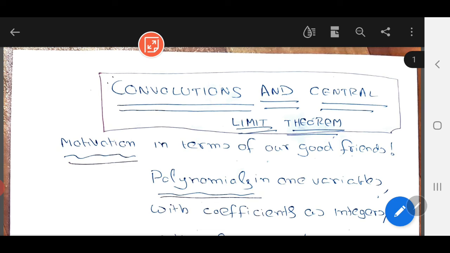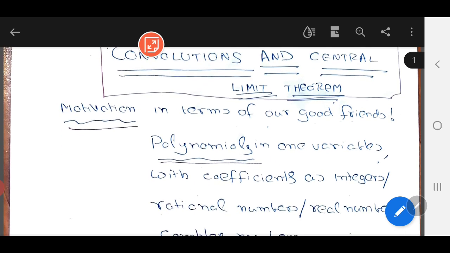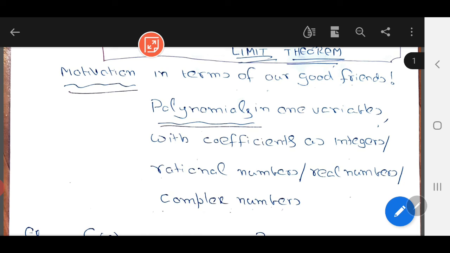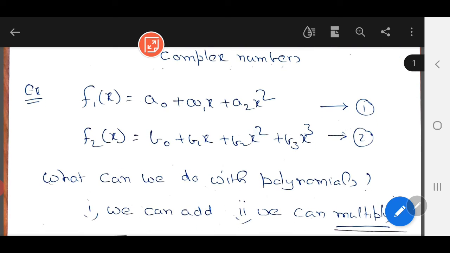This plays a crucial role. How the role is crucial in the development of the central limit theorem, I am going to discuss. So now see, for motivation, in terms of our good friends, polynomials in one variable with coefficients as integers, rational numbers, real numbers or complex numbers, we discuss convolution.